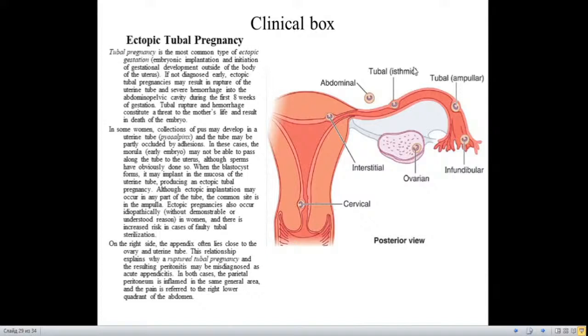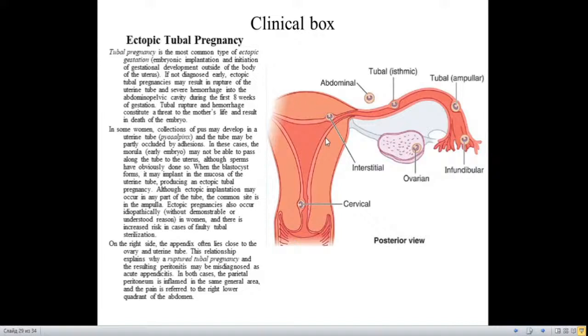Then one more very common problem with female reproductive tract is ectopic tubal pregnancy. Normally, remember I said that fertilization happens in the ampulla of the uterine tube, but normally the zygote travels via the uterine tube towards the uterus, and usually at the upper corner of the uterus, right or left, implantation must happen. It is a typical, normal situation.